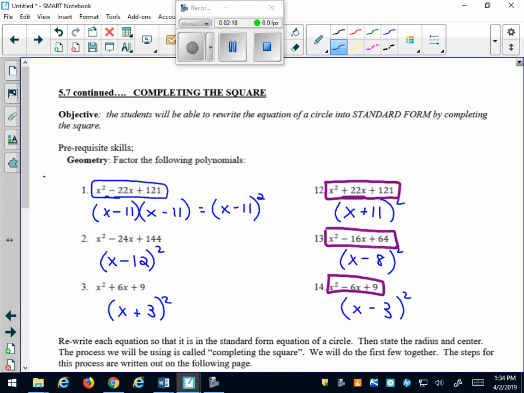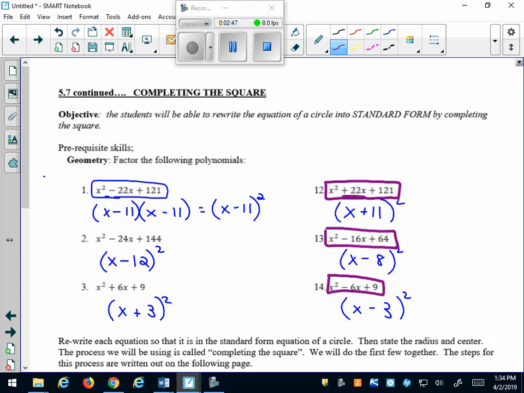Okay. So how could you describe that situation? Like, what could you do to the middle term to get the last term? Maybe I should word it that way. Yeah, Ella. Good. Half of the middle term squared will give you the last term. You guys see that? Right?